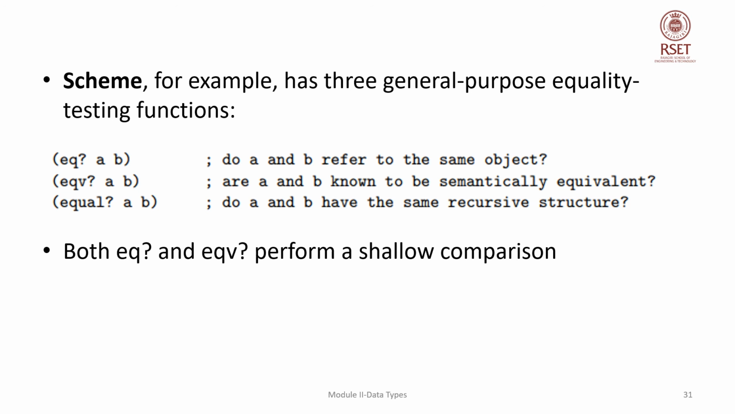This is an example from the language Scheme, which has three general purpose equality testing functions: EQ, EQV and equal. The first two, EQ and EQV, will compare the syntax and semantics of A and B, that is, whether A and B refer to the same object and whether A and B are semantically equivalent. It is a form of shallow comparison. Whereas the last one, equal A B, will see whether A and B have the same recursive structure as well. So the last one, equal A B, is a deep comparison.